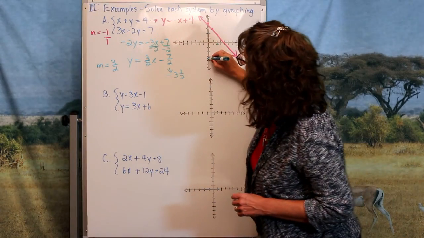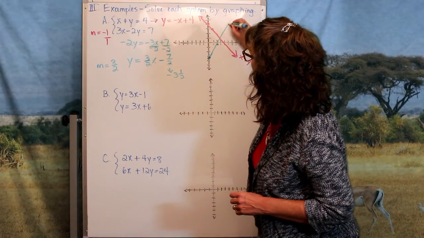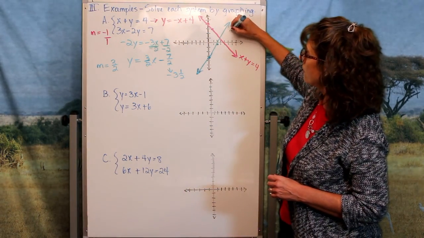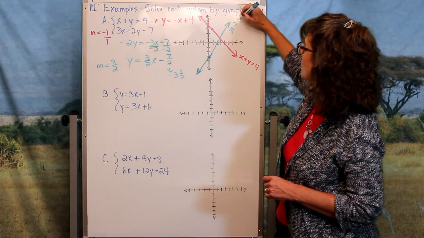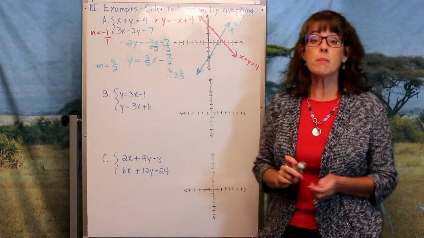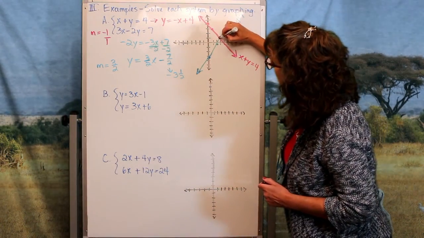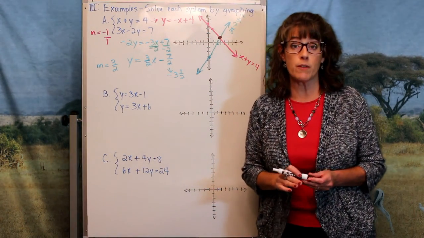Now I'm going to connect those, and again, pray that it's straight, because I cannot draw a straight line to save my life. All right, so this is the graph for the equation 3x minus 2y equals 7. And now remember, what I'm doing here is looking for that point of intersection right here. That's where they cross. What are the coordinates for that point of intersection?